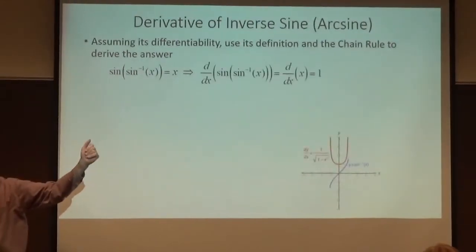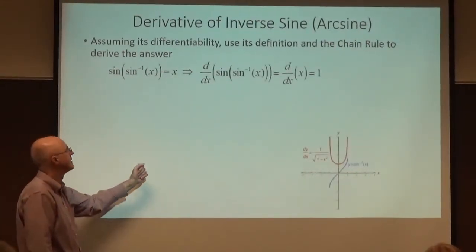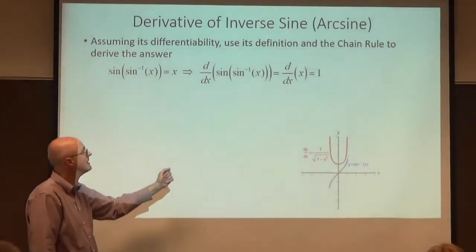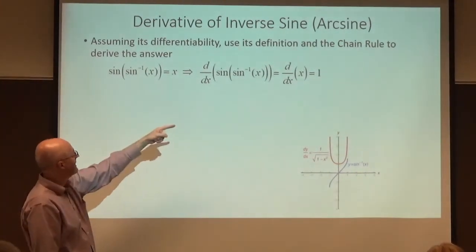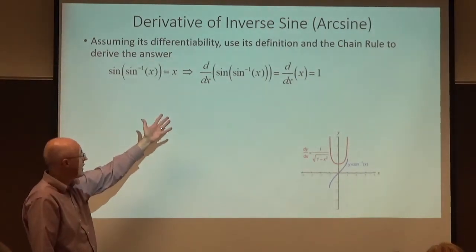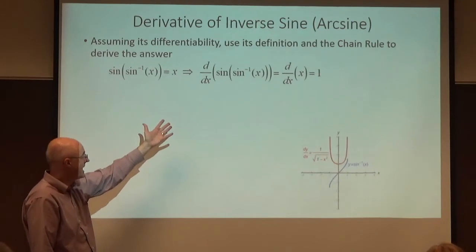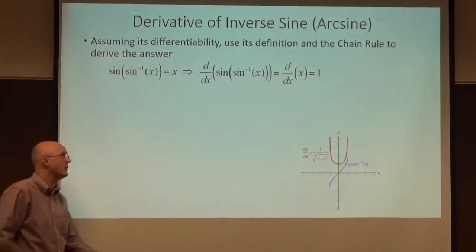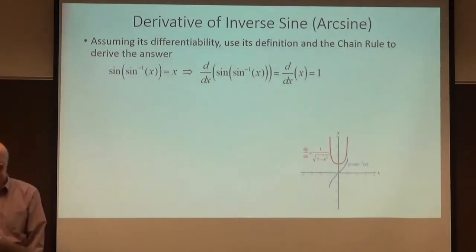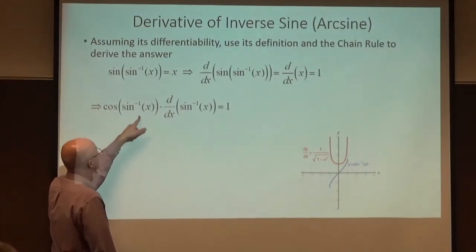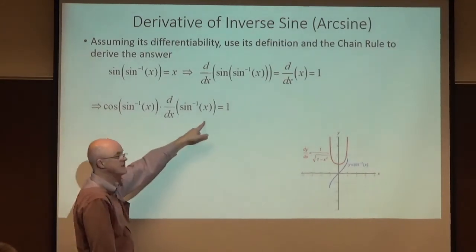Differentiate both sides, assuming differentiability. Just like we did for the log and the inverse tangent. On the right side, the derivative of x is just 1. That's nice and simple. On the left side, we don't know what that is, but we can use the chain rule to rewrite it a bit. The outside function is the sine function, and I know its derivative is cosine. The derivative of the sine is cosine. Plug in the inside function, multiply times the derivative of the inside function.